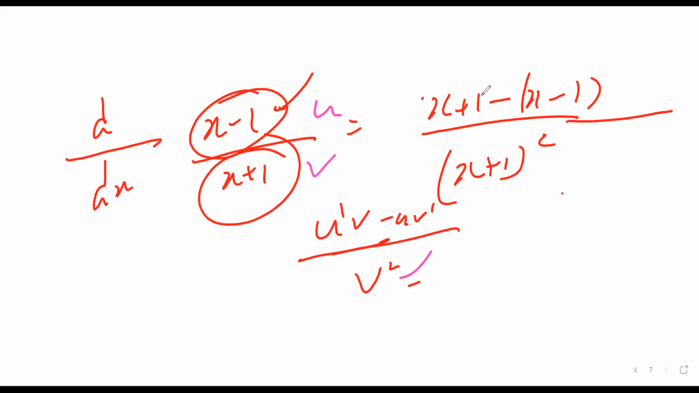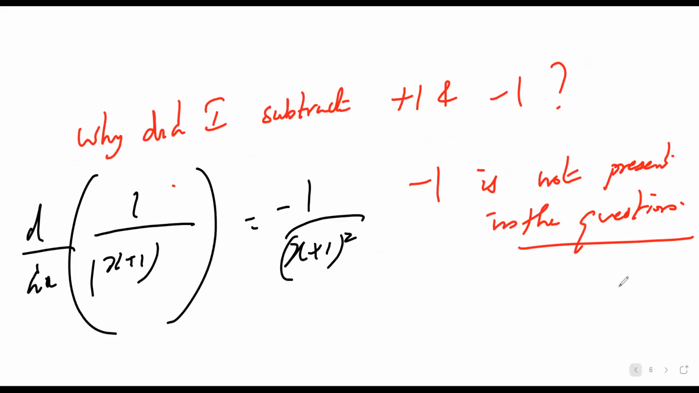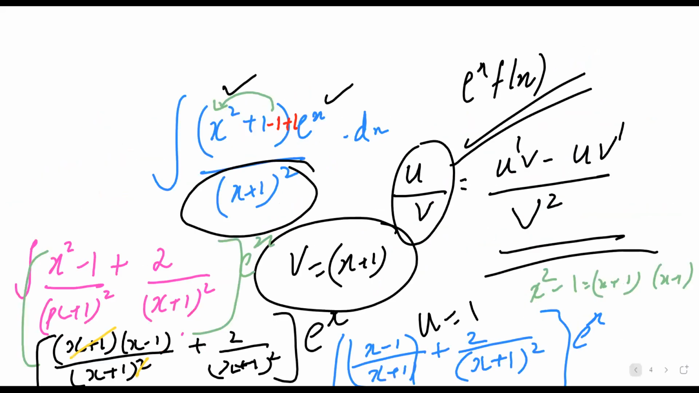U dash v, I think everyone understood, correct? Minus uv dash. So u is constant, so x minus 1 is constant. V dash, difference of x is 1 and difference of the constant is 0. So I'm not going to write that thing. So x and x will get cancelled. 1, this is minus minus plus. So 1 plus 1, 2. So I'm getting 2 by x plus 1 the whole square. So in the sense, if I see this question, x minus 1 by x plus 1 differentiation is what? 2 by x plus 1 the whole square into e power x.